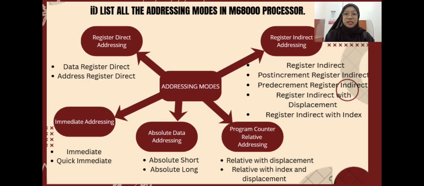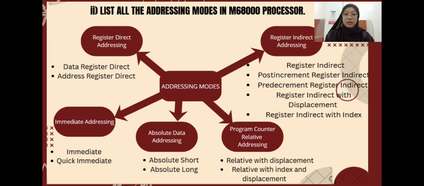So I'm going to list all the addressing modes in the M68000 processor. The first one is register direct addressing. The first is data register direct, and the second is address register direct. After that, immediate addressing. The first is immediate and the second is quick immediate.